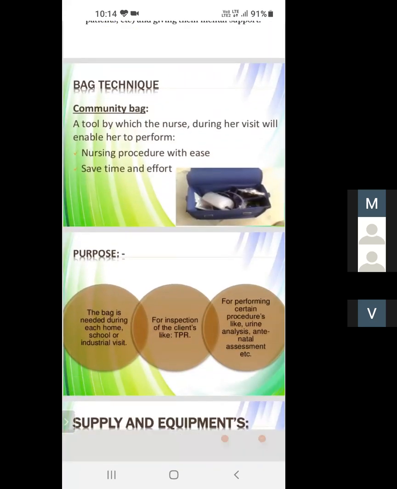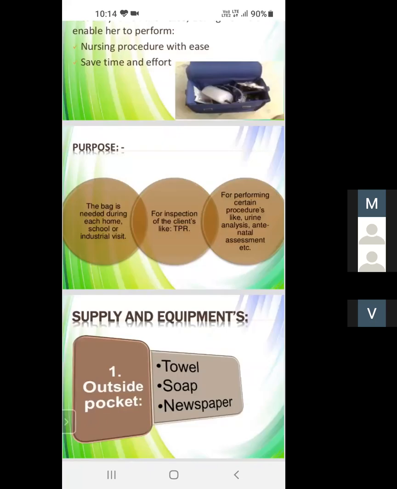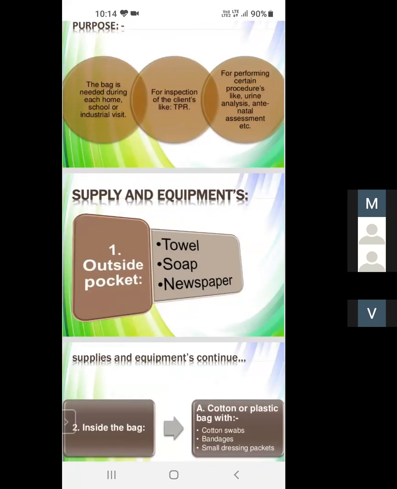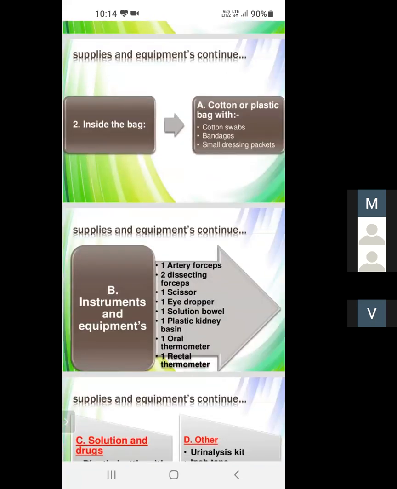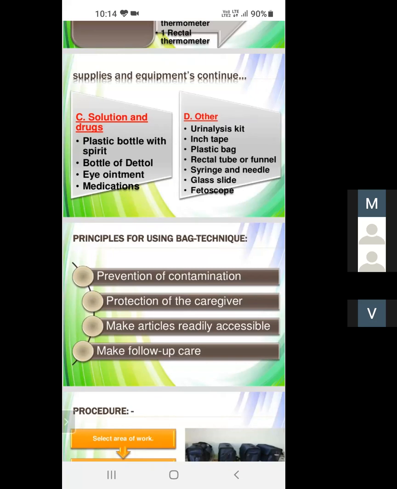Bag technique may be asked as an important question. You should write the heading, what the purposes of the bag technique are, and what the equipment inside the bag is. That also you should maintain. Okay. Understand? Yes, ma'am.